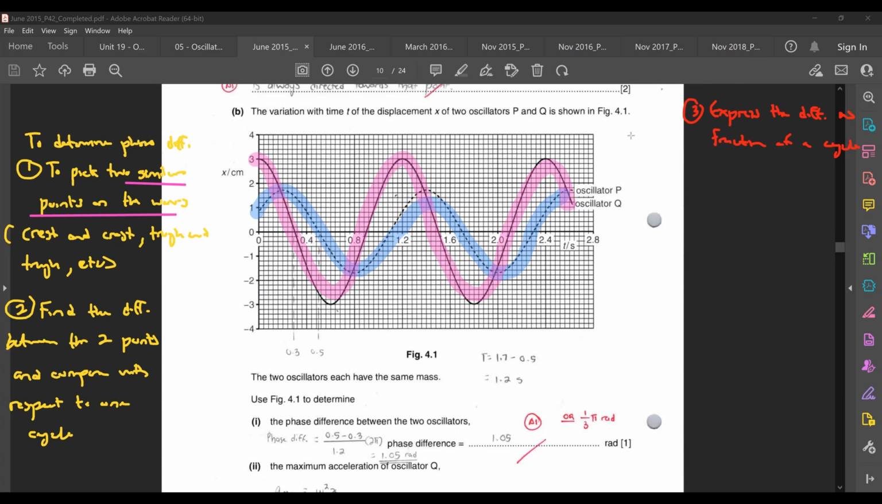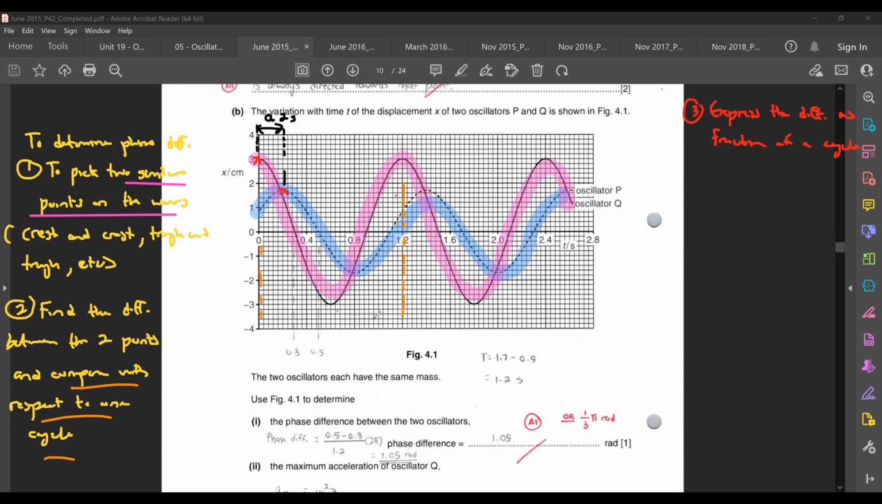So for your case, it will probably be easier for you to pick crest and crest. So I could be picking the crest position on oscillator P and the crest position on oscillator Q. So these are the 2 similar points. And what is the difference between those 2? Based on your graph, it should be 0.2 seconds. The next thing that you want to do then is compare the difference with respect to 1 cycle.